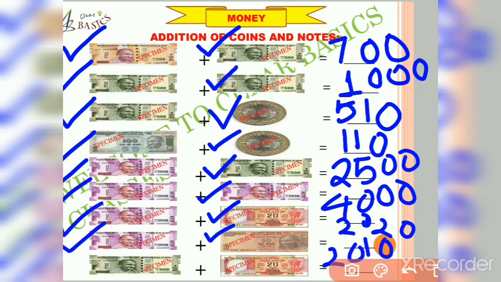And the last one, we can see there is a 500 rupees note. So in other words, we can say the value of this note is 500 and we will have to add it with another 20 rupees note. So our final amount value is 520.